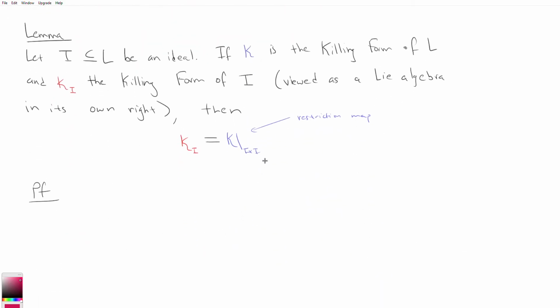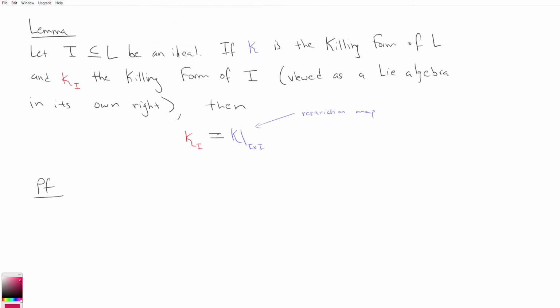Let's look at a quick lemma regarding the Killing form. Let I be an ideal of a Lie algebra L. If kappa is the Killing form of L and kappa sub I is the Killing form of I, where we view I as a Lie algebra in its own right, then kappa sub I is equal to the restriction of kappa to I cross I. We won't be using this lemma in this video, but it will be useful later on, so I'll just follow the book. The proof is pretty straightforward.